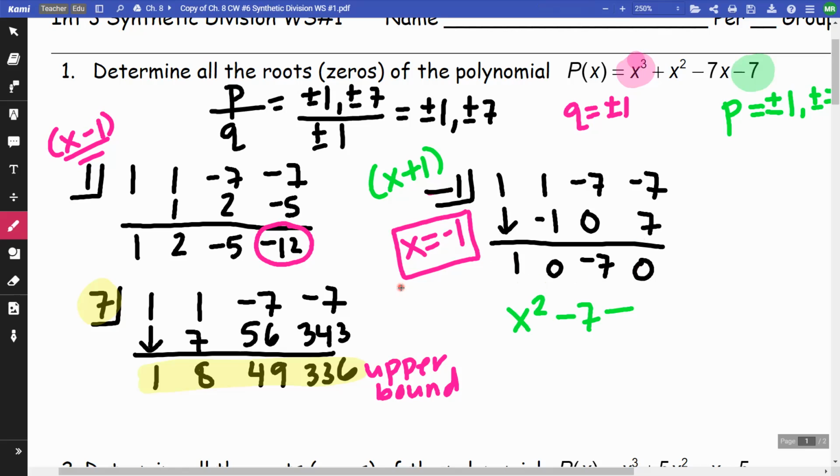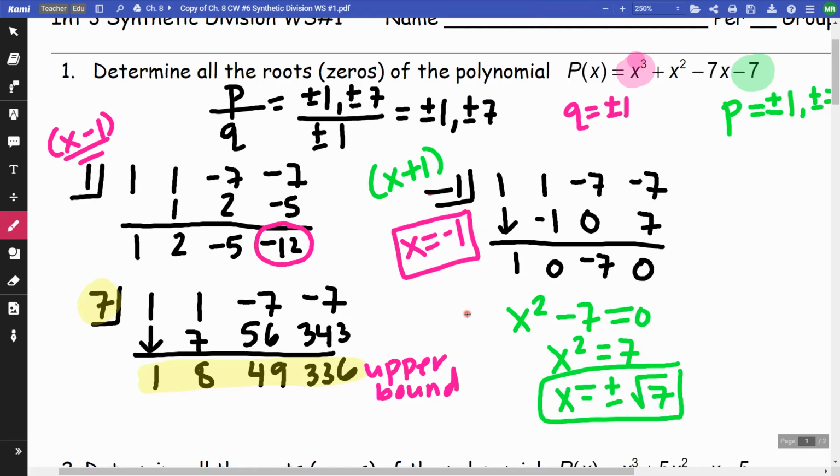Now, since I have a degree 2 left over, I can solve a degree 2. When we have a degree 3 polynomial, we need to get 3 answers. I have 1 answer. I need 2 more. This is going to give me 2 more answers. I'm going to add 7 to both sides. I'm going to square root, and I get a plus or minus root 7. These are my other 2 answers. These are irrational.